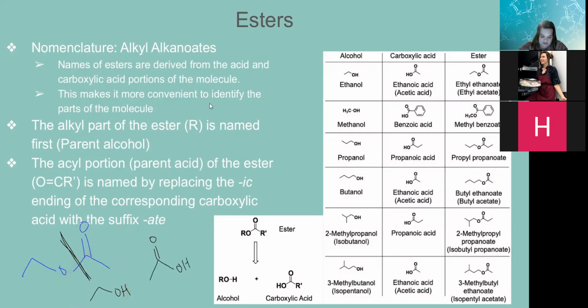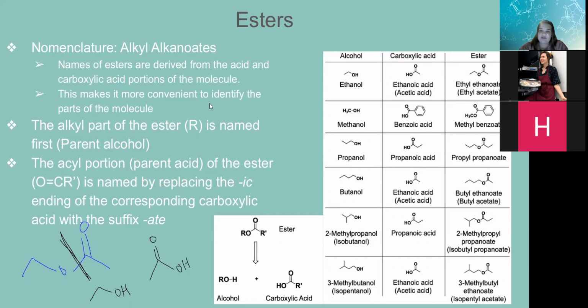This has an ethyl group and an OH. So ethyl with an OH is ethanol. And then this one also has 2 carbons, so this is eth again. It's going to be ethanoic acid, or it could also be referred to as acetic acid. So the parent alcohol is the first name of an ester, and then the parent acid is the second part of the name.